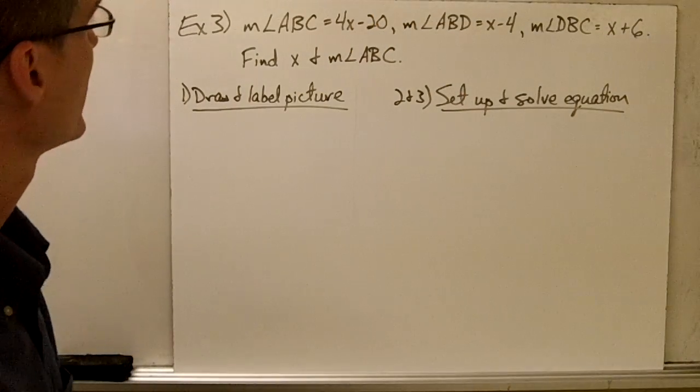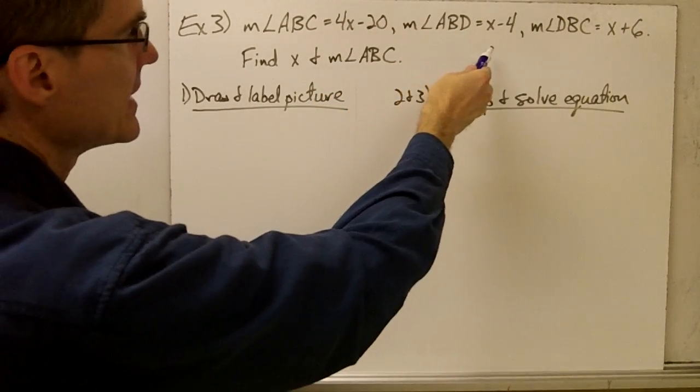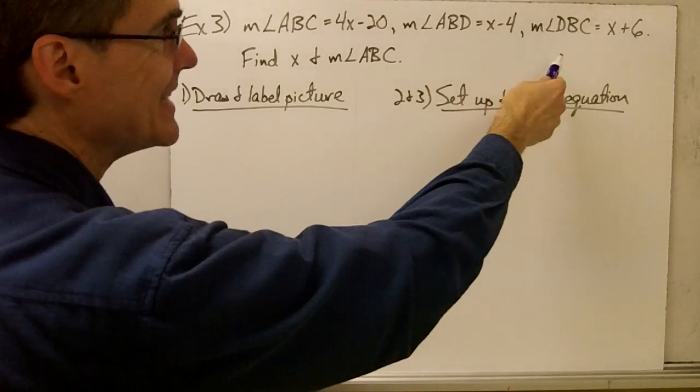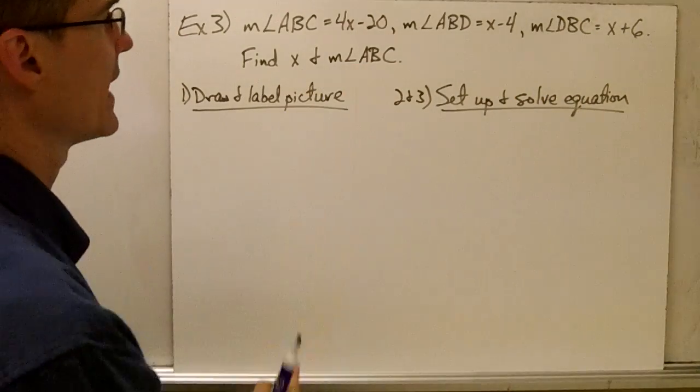So let's take a look at an example that uses the angle addition postulate. Example number 3. The measure of angle ABC equals 4x minus 20. The measure of angle ABD is x minus 4. The measure of angle DBC is x plus 6. Find x and the measure of angle ABC.